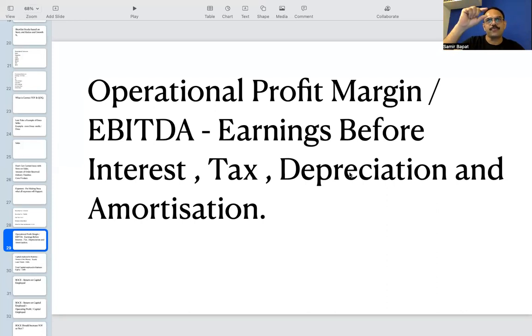Amortization is the depreciation of intangibles. A tawa or a gas stove is tangible equipment; intangible is your brand value and so on, which comes under amortization. Is EBITDA clear? Can I have a yes from all of you if it is clear? What is EBITDA?